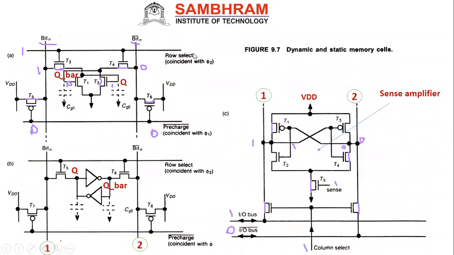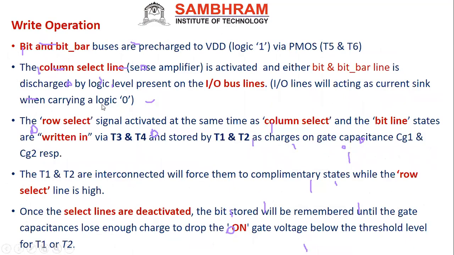Means when row select becomes 0, for example, or column select becomes 0, or assume row select only. When the row select becomes 0, what will happen? If it is for quite a long time that both are equal to 0, then automatically what will happen? Previously, the charges stored were 1 here and 0 here. So here nothing, no problem. But in the T2 transistor, you can see slowly what will happen? This charge will start to discharge slowly.